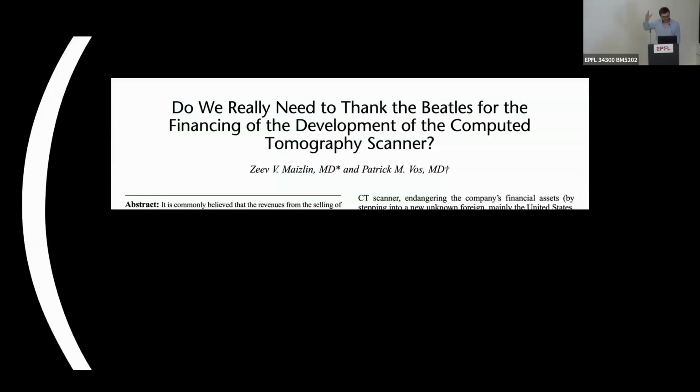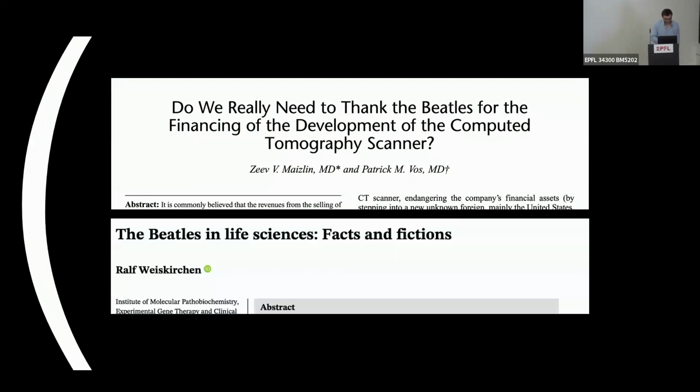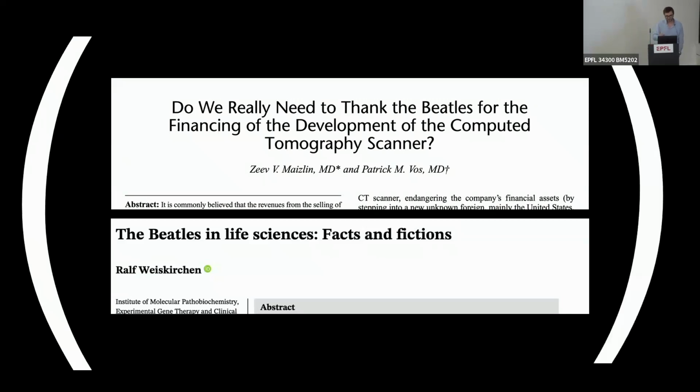So first, I want to open a parenthesis, which is that the whole shebang with the Beatles and CT really spurred quite a bit of academic discussion, heated debate about the funding of basic science in Britain. And papers were written about it with titles like, do we really need to thank the Beatles for the financing of the development of the computed tomography scanner, as well as the Beatles in life sciences, facts and fictions. This is a very, very good anthropological slant on the whole thing. So I'll just close the parentheses here.